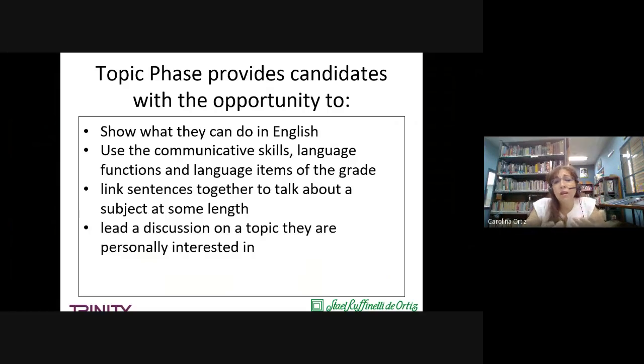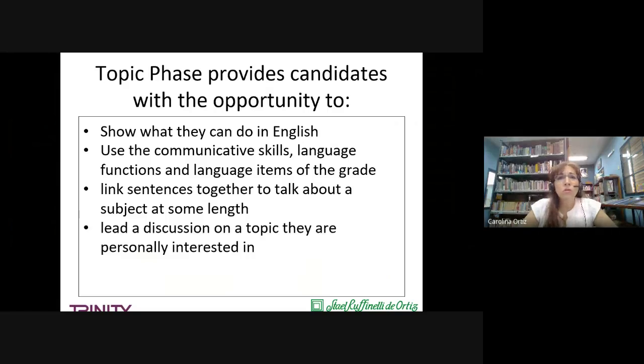The candidates have the opportunity to show what they can do in English with this topic phase interaction. They use the communicative skills, language functions, and language items of the grade. They link sentences together to talk about subjects at some length, and they lead a discussion on a topic. So those are key aspects of interactive tasks, and also aspects when we want students to present a topic.